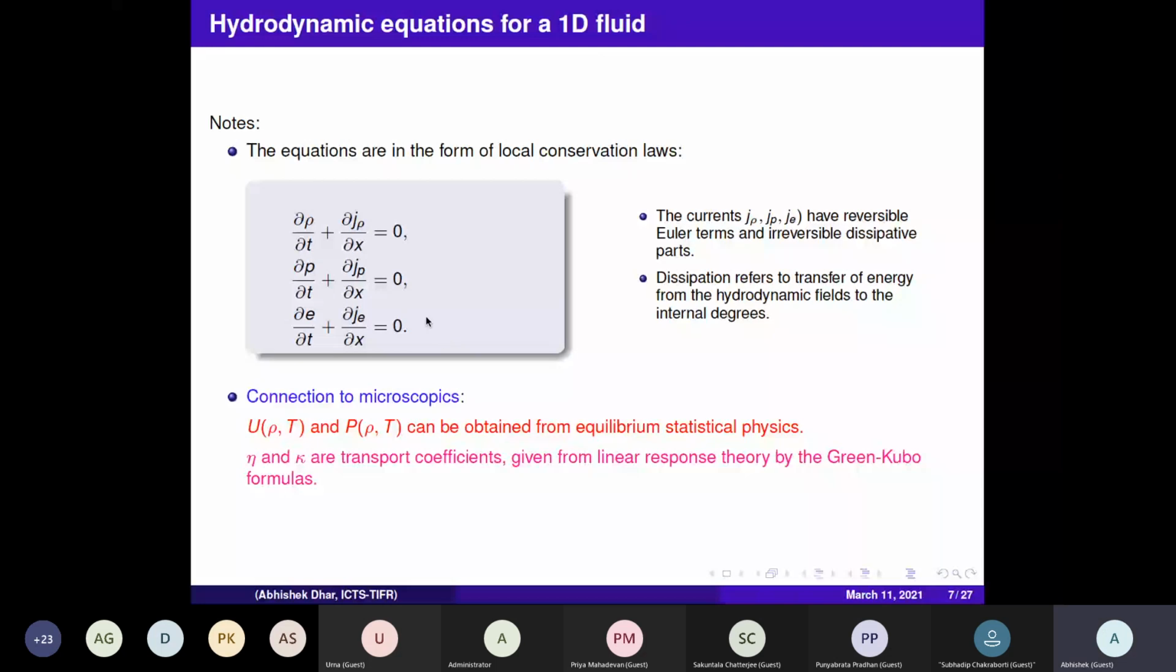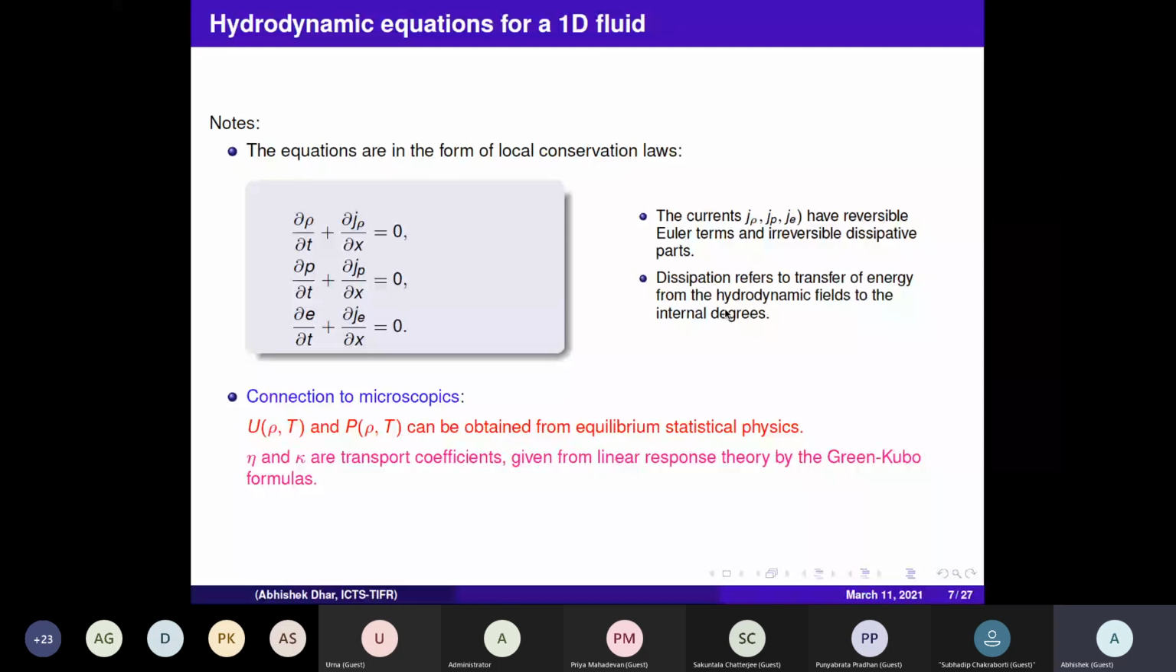And okay, so then I said that these currents, the momentum current, have what are known as reversible and irreversible parts. So parts involving heat conduction are the irreversible parts of the energy current. Okay, so that's one distinction. And then the other point I want to make is, when I say dissipation, it basically means transfer of energy from the hydrodynamic fields to the internal degrees.